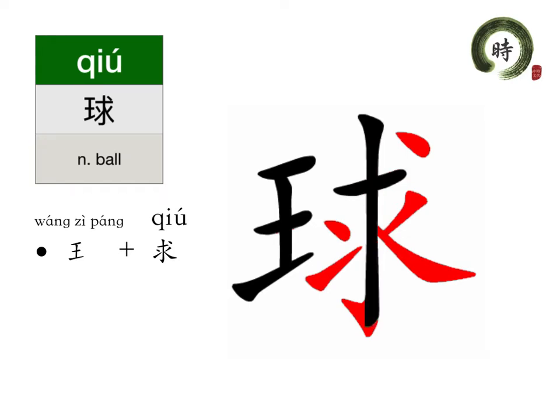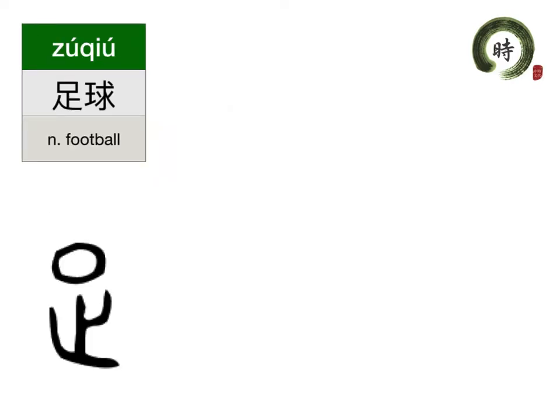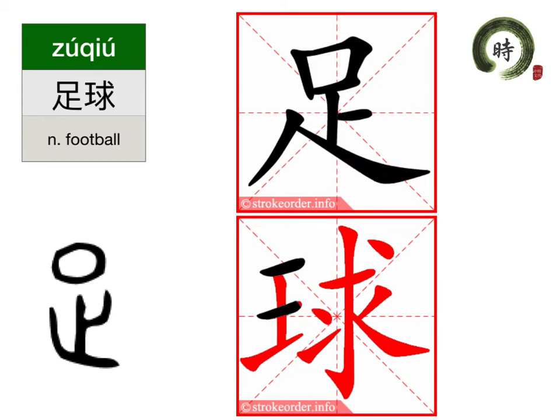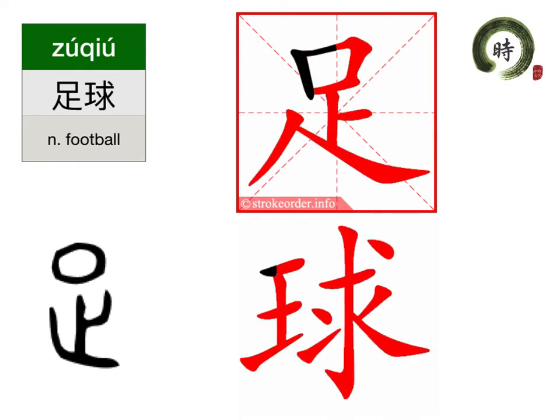Good. So for football, we can say 足球. 足. The Asian form of 足 is in the shape of a human leg with the foot at the end. So now, could you please write down 足球? 足球. Good. Then what about basketball?